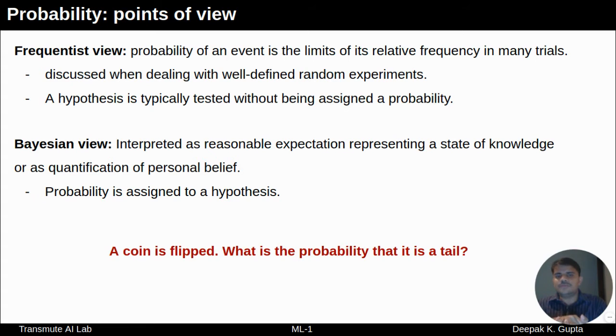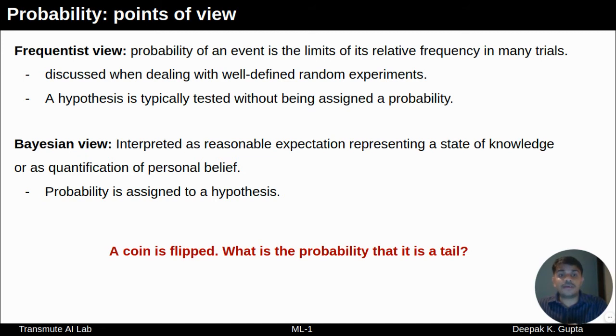Now, if I ask you what's the probability that it is a tail, I can see the result in front of me. It is there. I can see the result. And I'm asking you, what is the probability that it is a tail? There are two answers to this. Some of you might say 50%.